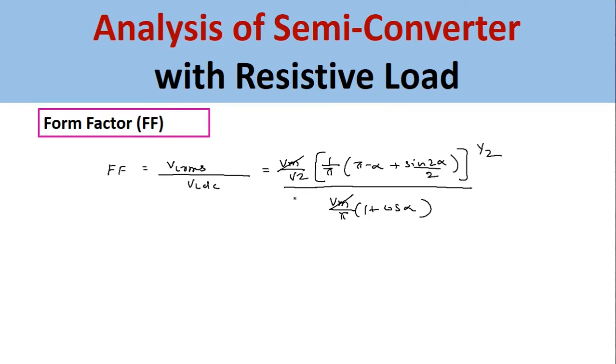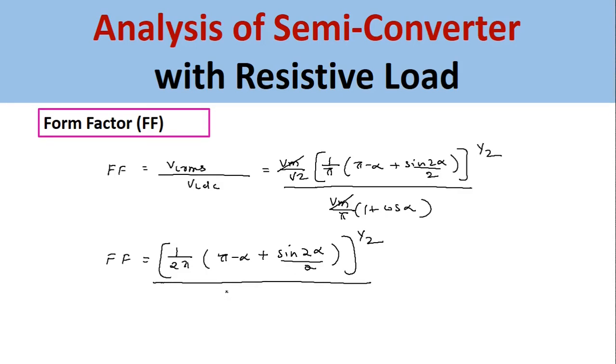So from here, form factor FF will be equal to, the numerator can be written as (1/2π × (π − α + sin 2α/2))^(1/2). We are moving this 2 under the square root, so we are getting 2 here inside the square root, divided by (1 + cos α)/π. Okay, so this is the equation of the form factor for the semi-converter with resistive load.